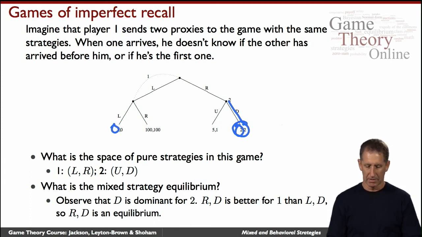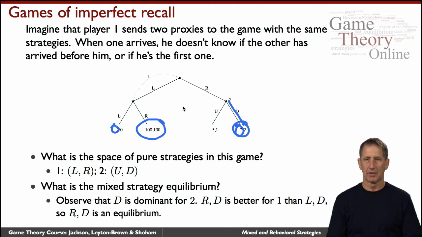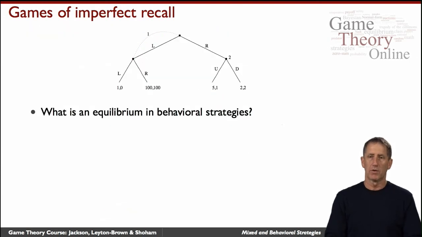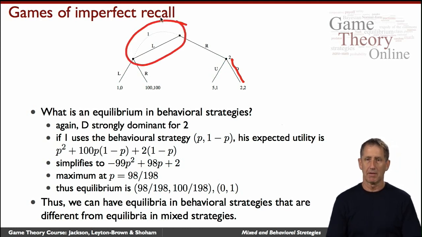Notice the ironic or disconcerting fact that you have a very high payoff that is actually not accessible under mixed strategies. And that will be a hint about what's going to happen with behavioral strategies. So what would an equilibrium in behavioral strategies look like here? Well, to start with, note that nothing has changed for player 2. They still have a dominant strategy of D, and let's assume they play that. What about player 1? Player 1 has the opportunity to randomize afresh every time they find themselves in this information set. So let's assume they randomize somehow, going left with probability P and right with probability 1 minus P.